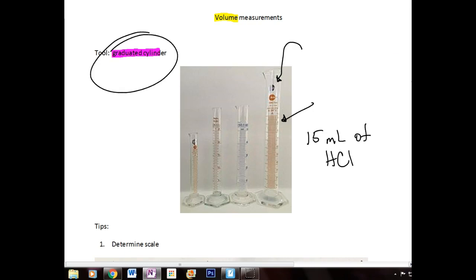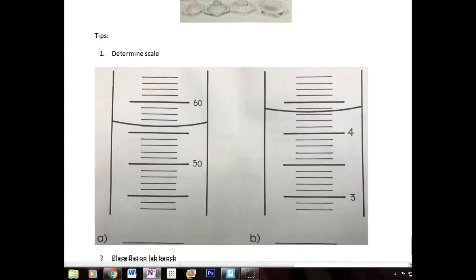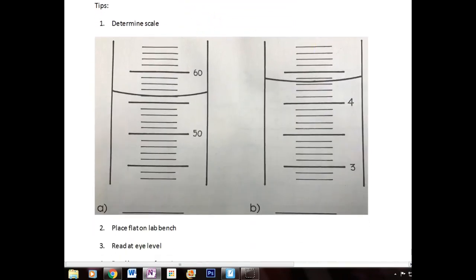Okay, so here are a few tips on how to use a graduated cylinder before we dive into the conversion factors. The first tip is we want to determine our scale. If we're looking at this graduated cylinder, first off we need to determine our scale. We have 50, most likely milliliters, here, and 60 there, and we have 1, 2, 3, 4, 5, so we're going to have increments of 1.